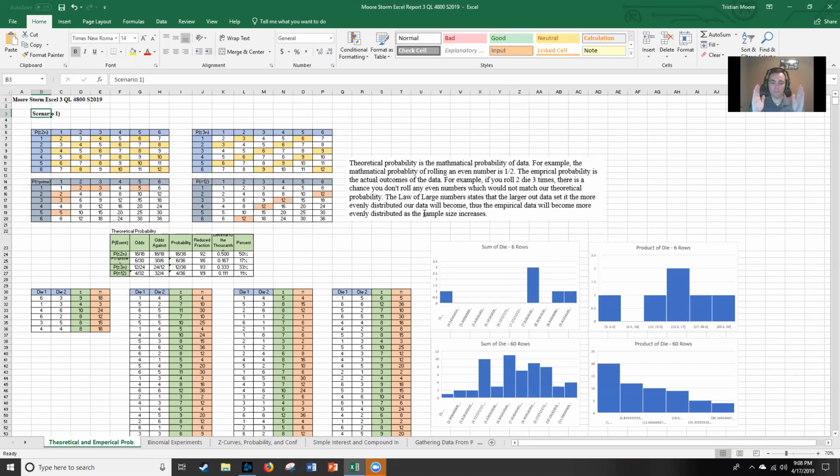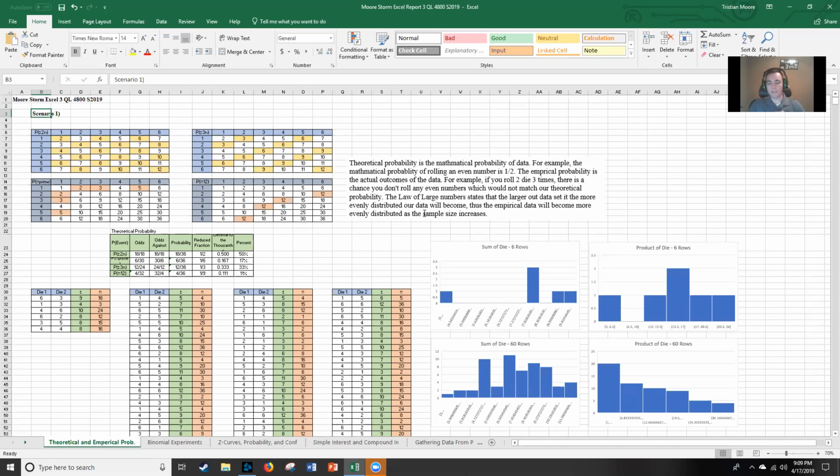that statistical chance, 50-50, is our theoretical probability. Theoretically, there is a 50% chance of heads and a 50% chance of tails. The empirical probability is the actual outcomes of the data. So say I flip the coin 4 times, and I get 3 heads and 1 tails. That is my empirical probability.